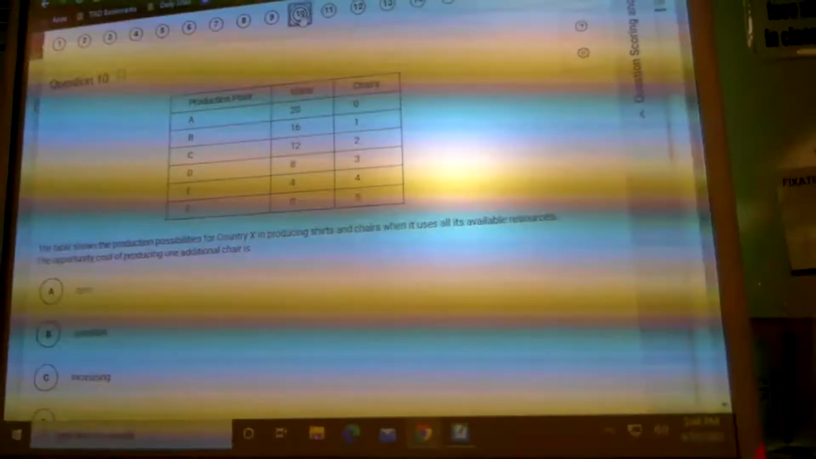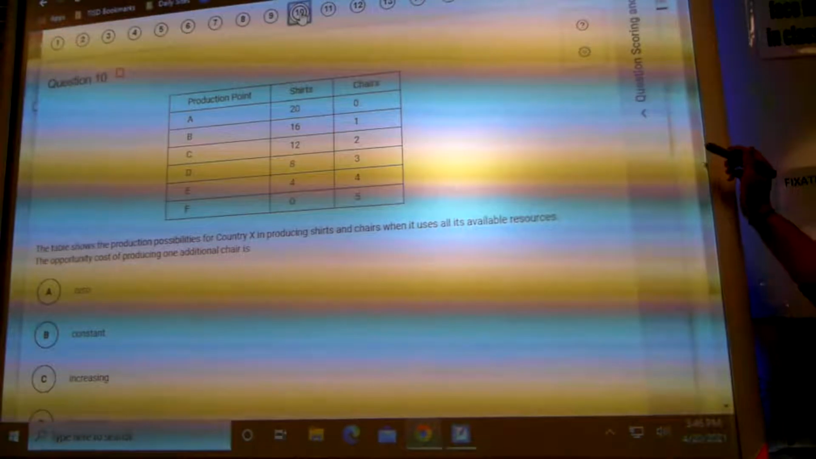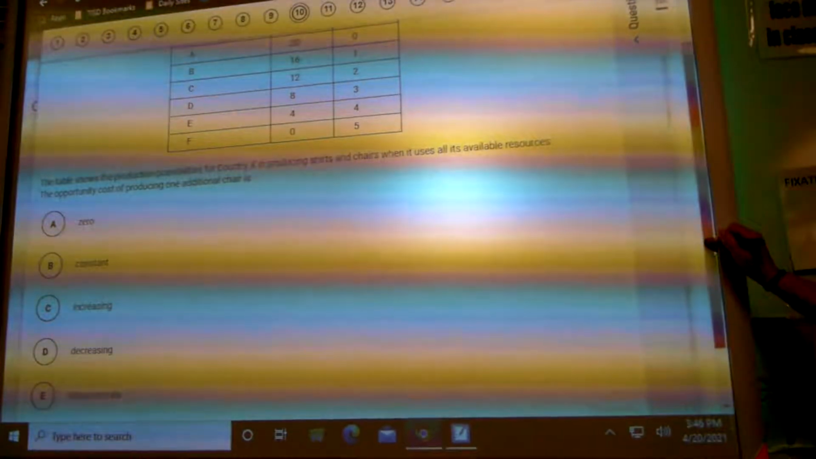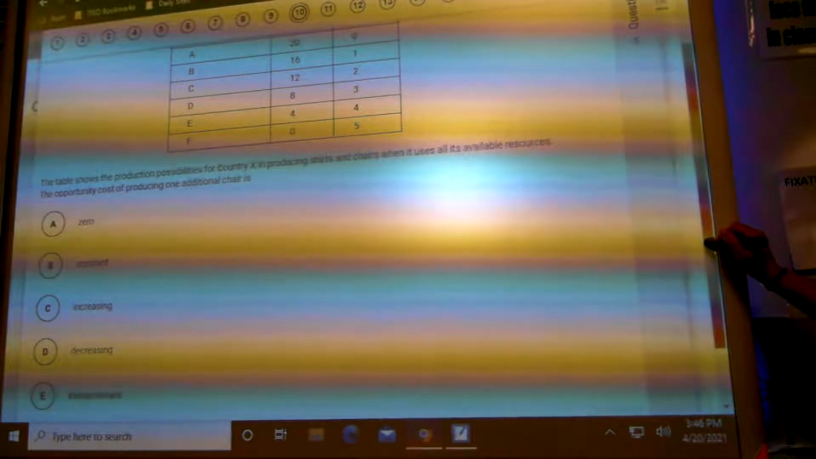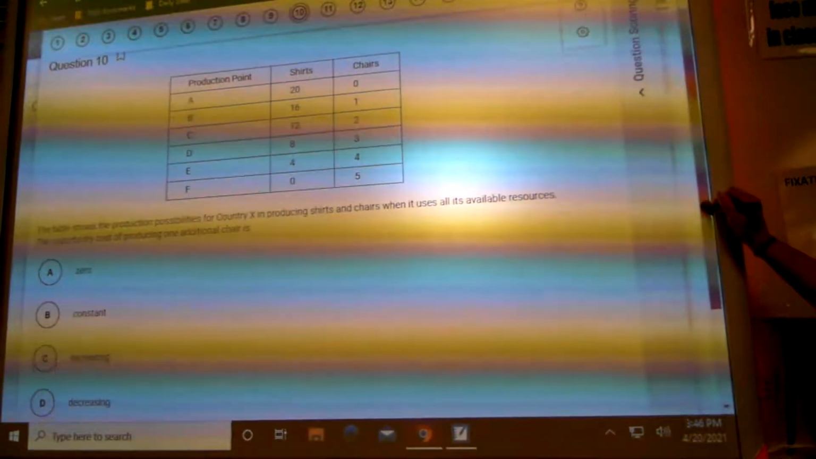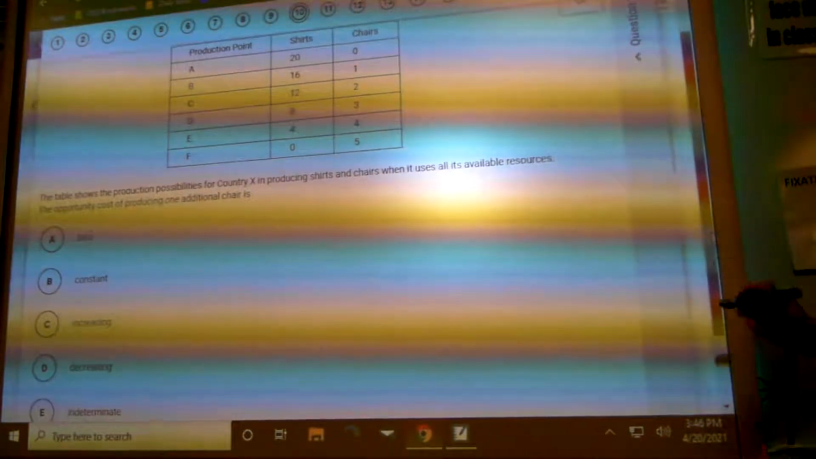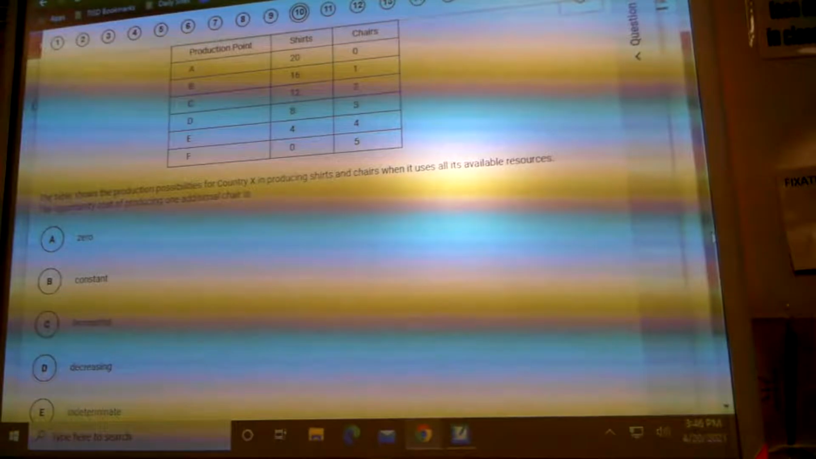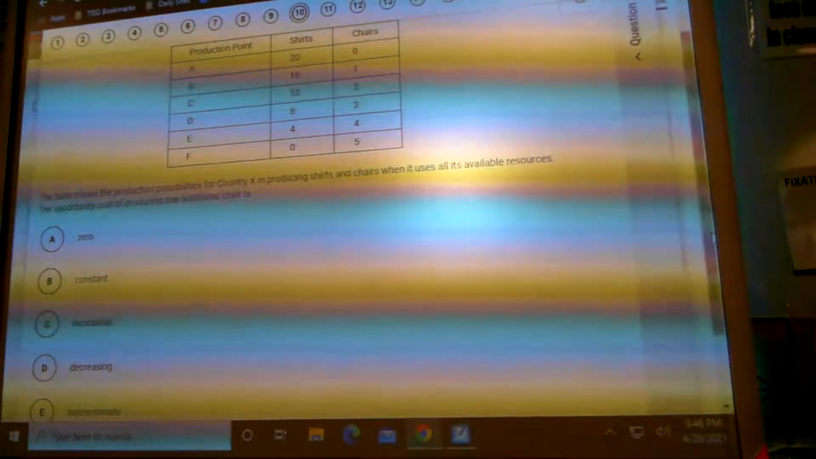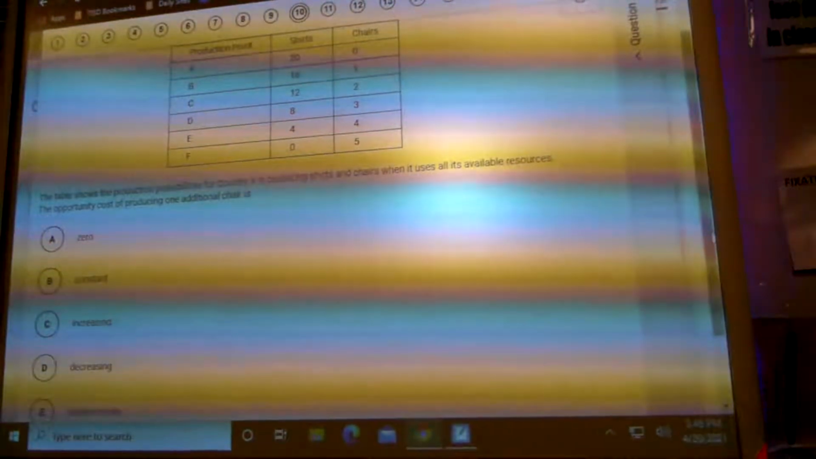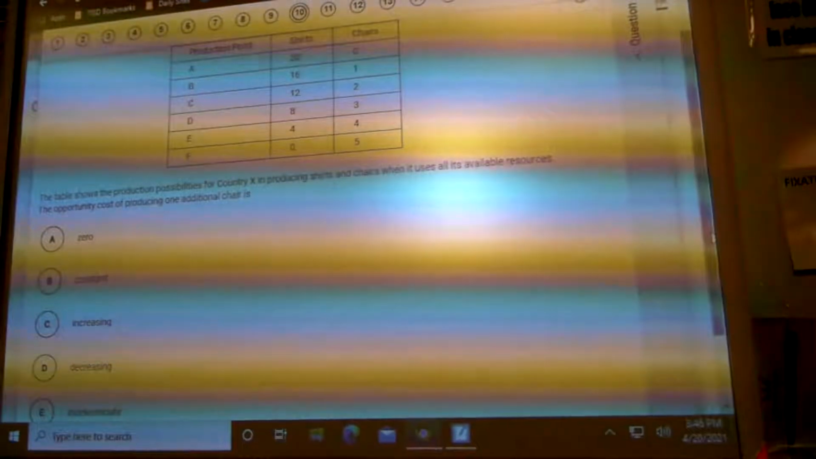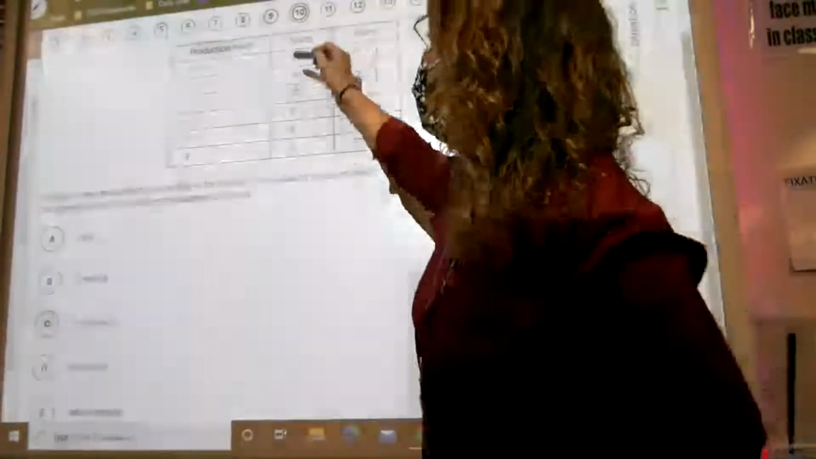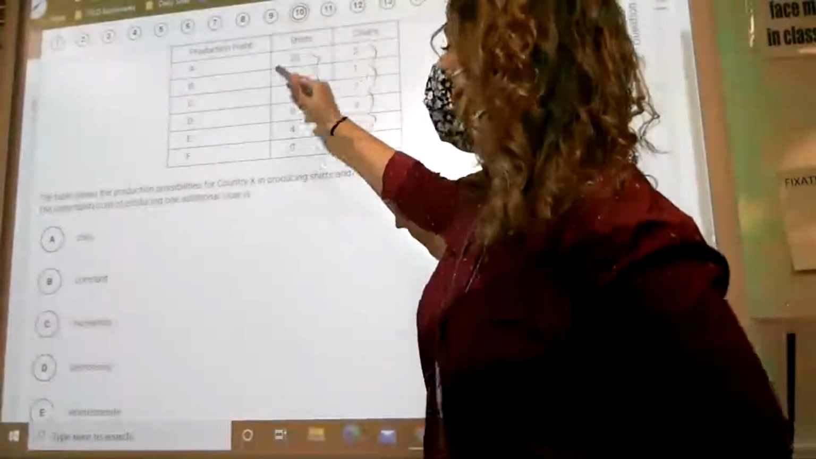Very good. Okay. Ooh, a PPF curve, but in table format? So the table shows the PPF curve for country X in producing shirts and chairs when using all of its available resources. The opportunity cost of producing one additional chair is... Okay. Remember what is opportunity cost? What you lose. So when you make more chairs, you lose some amount of shirts. How many shirts do you lose at first? 4.